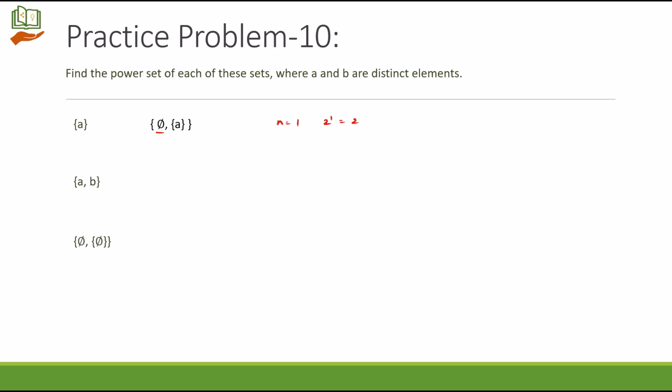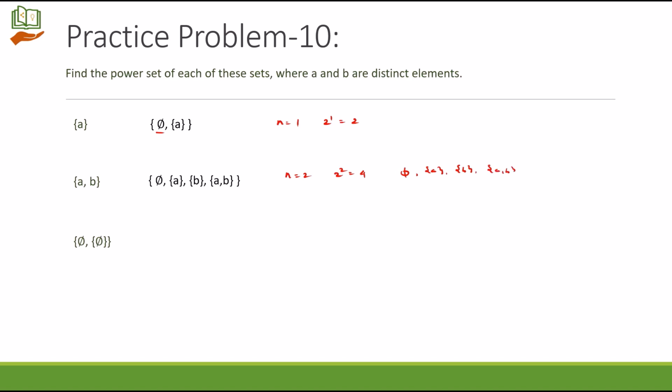It is right. What about A, B? You have 2 elements totally. N is equal to 2 means 2 power 2, which is equal to 4. So basically you have to include a null, then you have element A, then you have element B, then you have the elements together as A comma B. This will be the set.